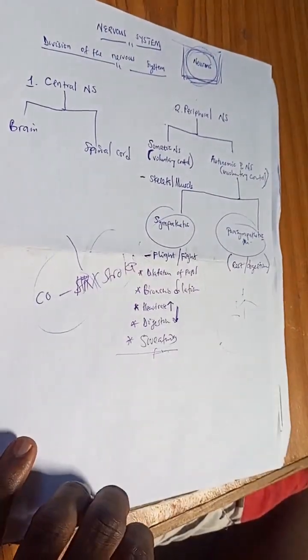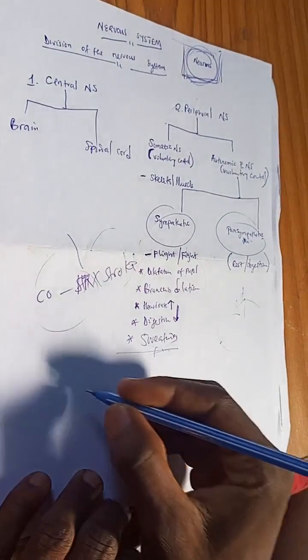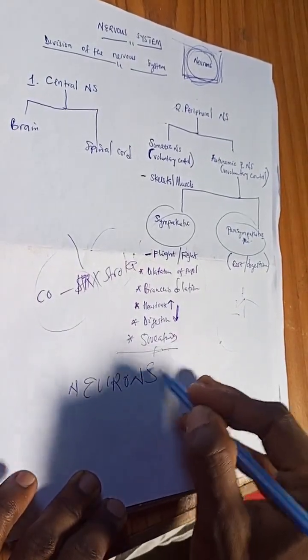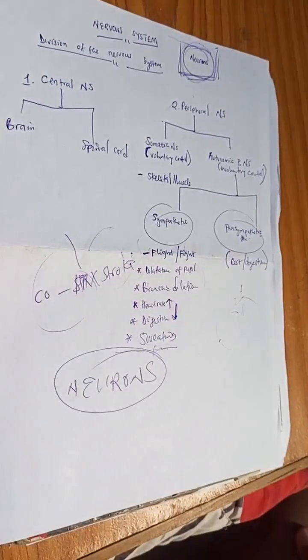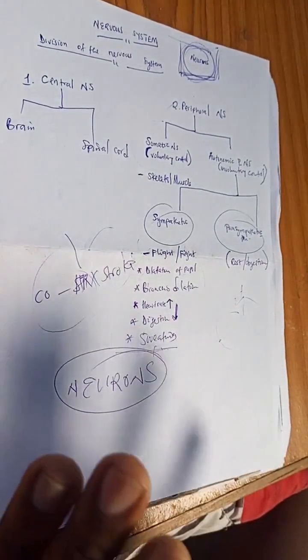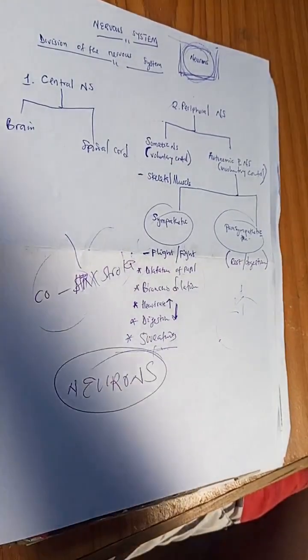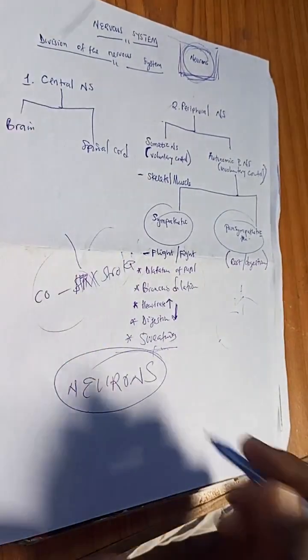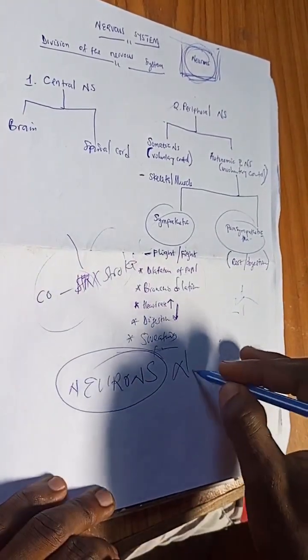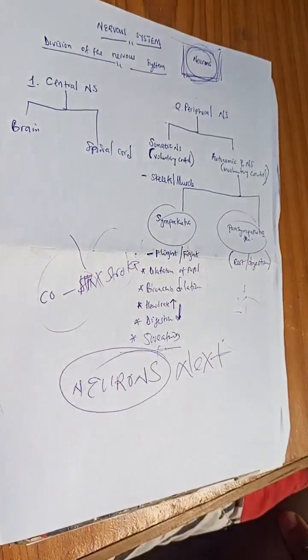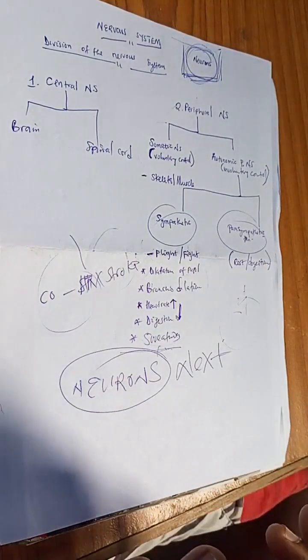So the next thing, this is an introduction. The next thing we are going to discuss is neurons. We have types of neurons. We are going to understand the nervous system bit by bit. It's a very long topic, so we'll be doing it in parts. So the next thing is neurons. What is a neuron? Do we have types? How do they work? We are going to find out in the next video.